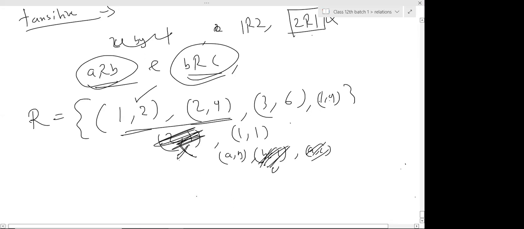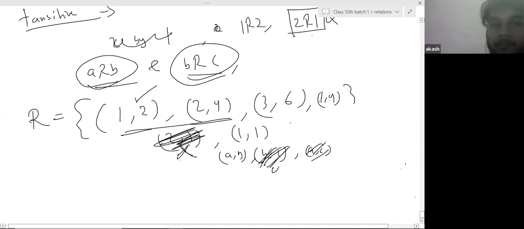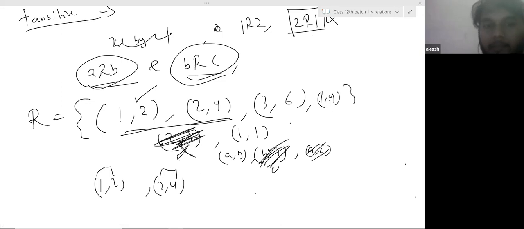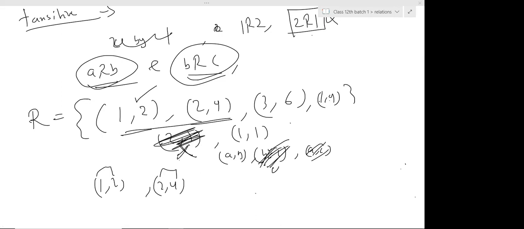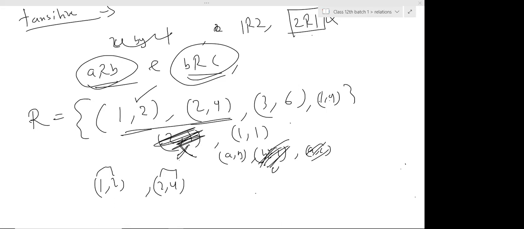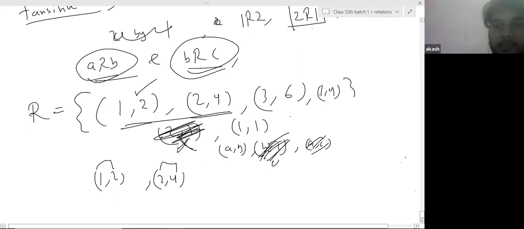But you have B comma C also because you have 1 comma 2 and 2 comma 4, right? So you have A comma B and B comma C. Yes, sir. Am I clear? Everyone is clear with this or not? Yes, sir. So it is transitive, right? All right, Kulsum, this is clear. Yes, sir.